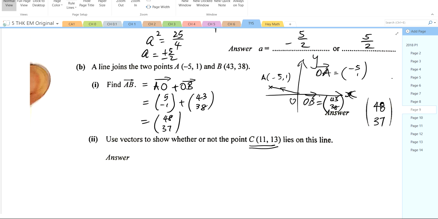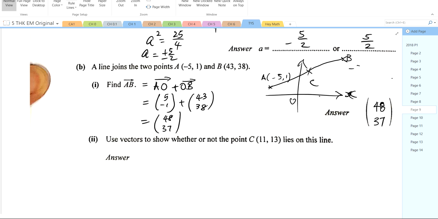Right? Now, if we sketch our A and B, B is obviously on the top right hand side, 43, 38. This is our B. Okay? So I've got A and B. They tell you that C is 11, 13. Then if it lies on the line, it must be somewhere here, right? C. Now I want to compare 2 vectors. What are the 2 vectors that I want to compare in order to determine whether A, B, and C lie on the same line? This is point C.